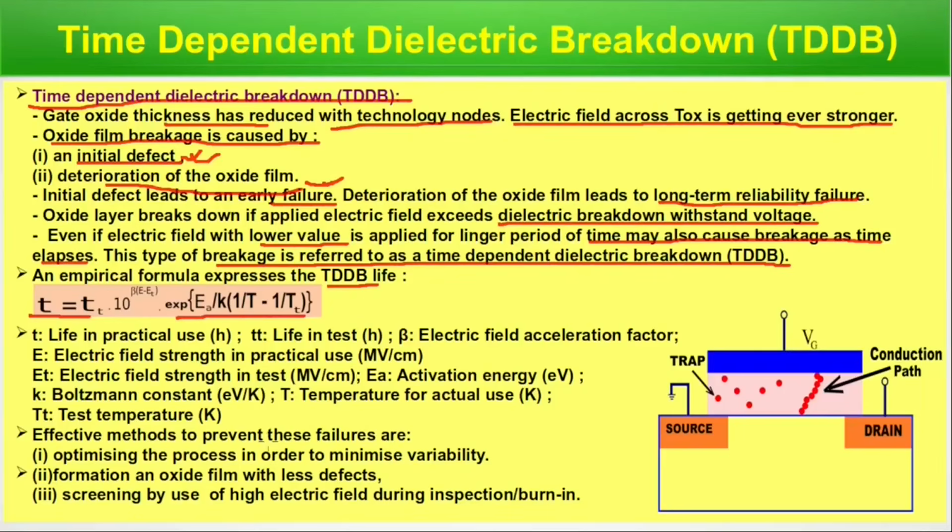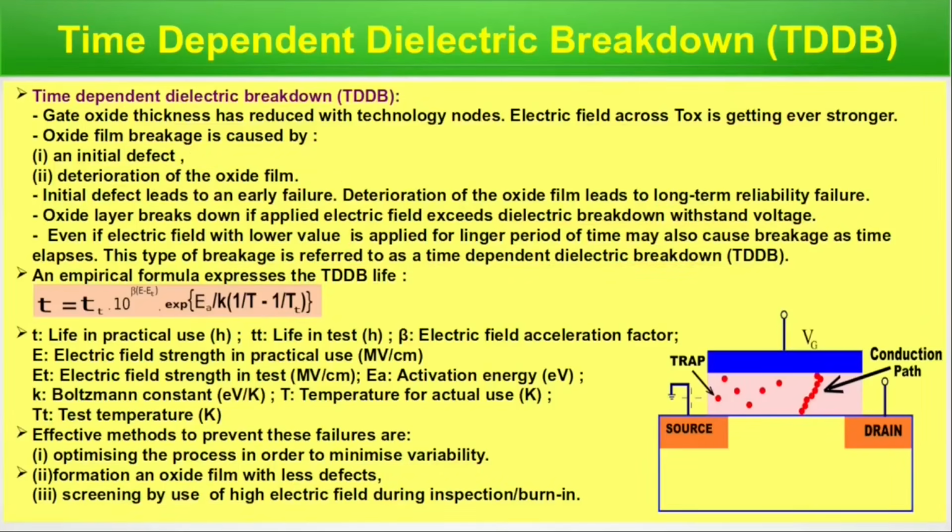Effective methods to prevent these failures are optimizing the process in order to minimize variability, formation of oxide film with fewer defects, and screening by use of high electric field during inspection or burn-in testing, showing some trap points are there. If close enough, it basically creates a conduction path through the oxide layer. This is the diagram. We are done with this slide. We will move to the next slide.